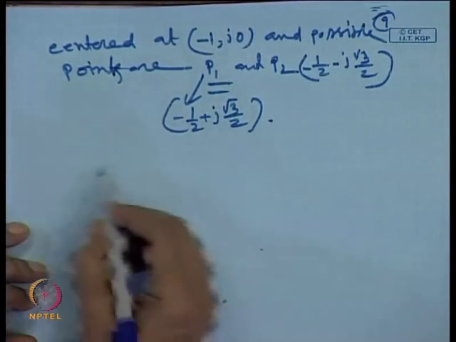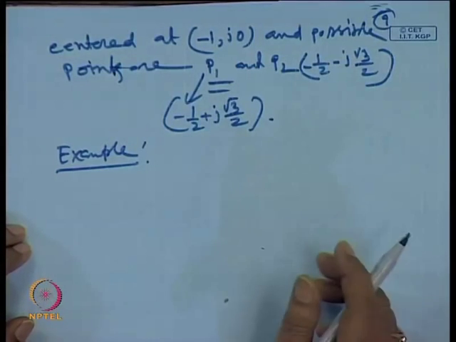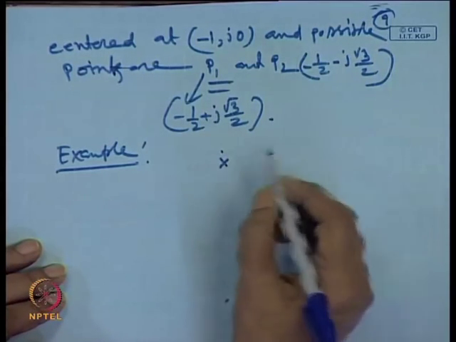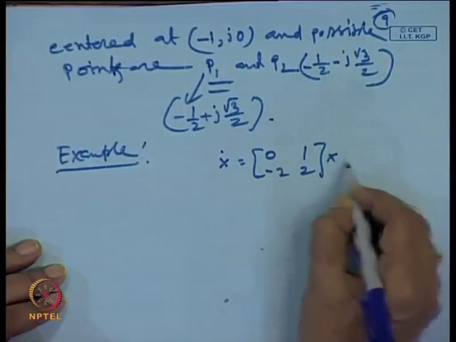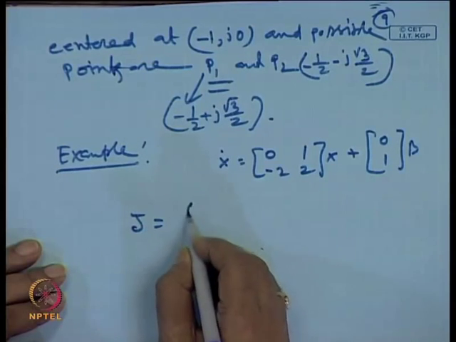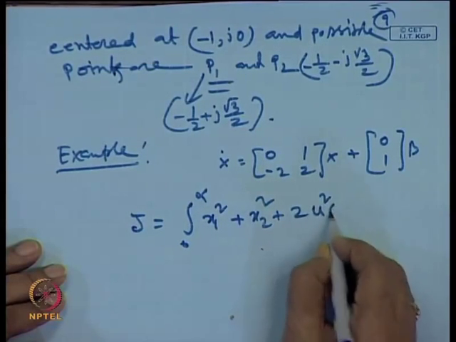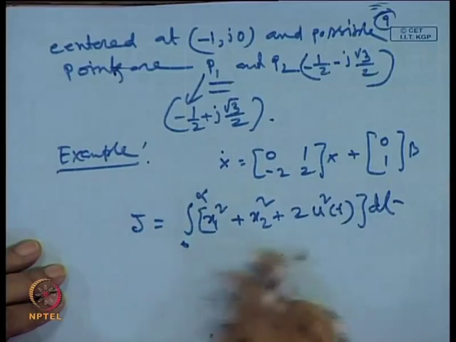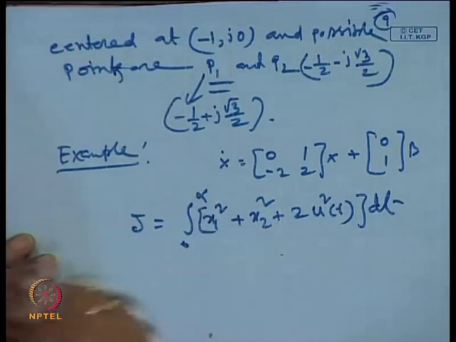If you recollect our earlier example, let us see what gain margin and phase margin we will achieve after implementing the LQR controller. In that example, x dot is equal to [0, 1; -2, 2] x plus b u, where b is [0, 1], and our performance index is half integral 0 to infinity of x1 square plus x2 square plus twice u square dt. You have to put it in proper expression format, then apply the LQR controller. We have solved that earlier; just recall the earlier example.